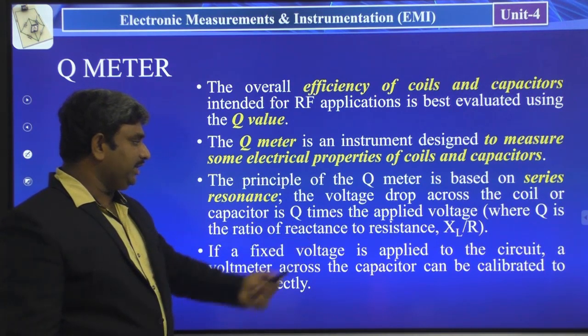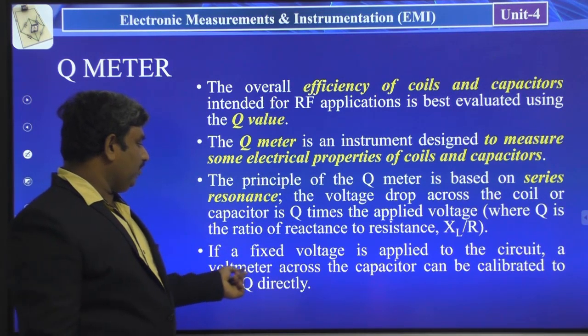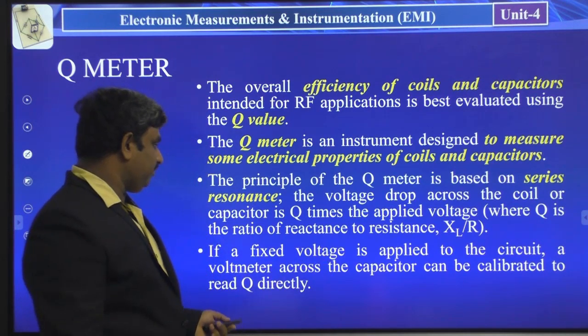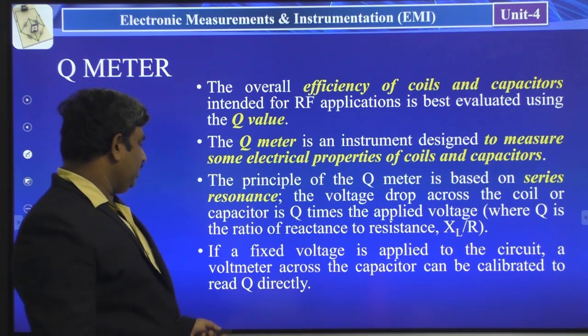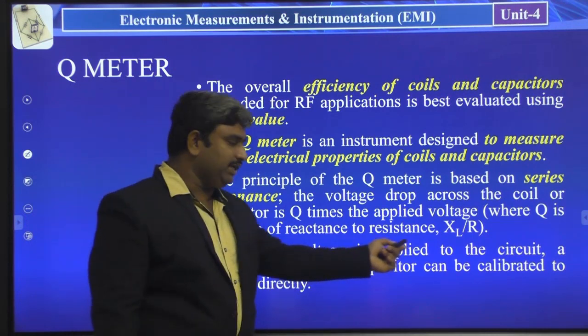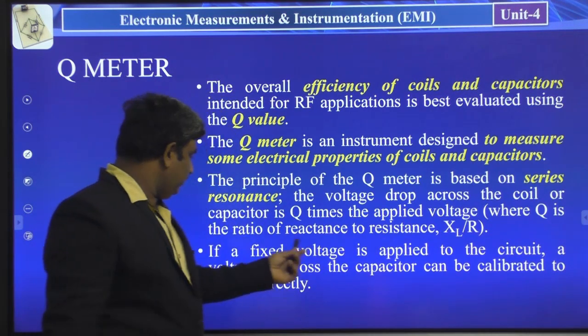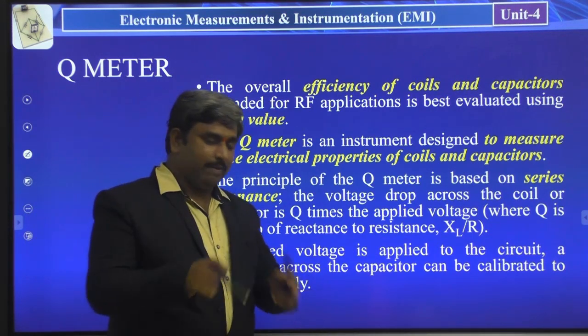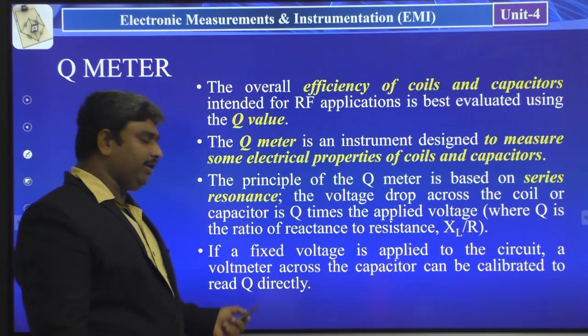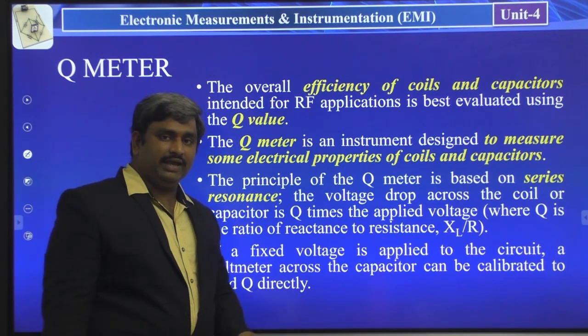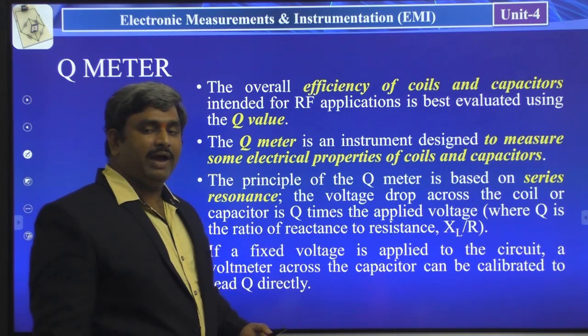If a fixed voltage is applied to the circuit, a voltmeter across the capacitor can be calibrated to read Q directly, like a voltmeter, which we connect in parallel to a component.